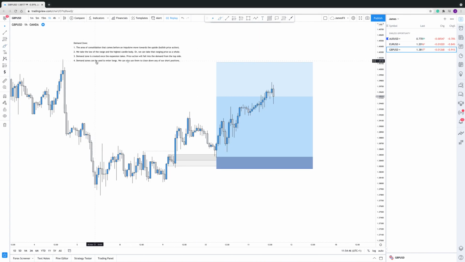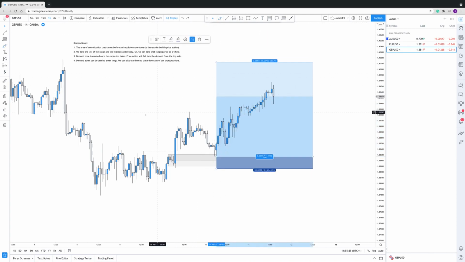Demand zones can be used to enter longs, as we learned in a previous video. We can also use them to close down any short positions that we may have running, as it's possible that we can see a reaction from a demand. So if we are in sells from here, we want to be thinking about setting targets or closing down manually once we can look at how price reacts to the demand level, because it's likely we can see that reaction and then the push to the upside, which is what we got here.